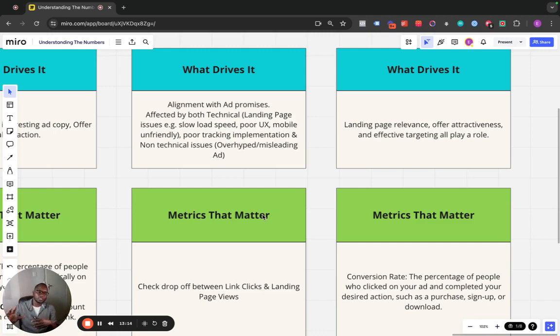Because if you overpromise and then you underdeliver, or if you overhype on the creative side, on the ad side, so you captured my attention, but I landed on the page and it has nothing to do with what was promised, then I'm also going to leave, right?